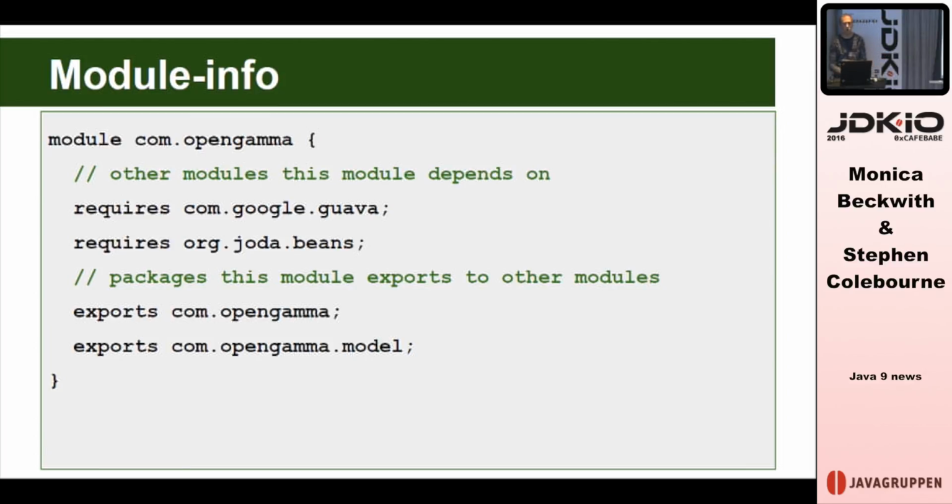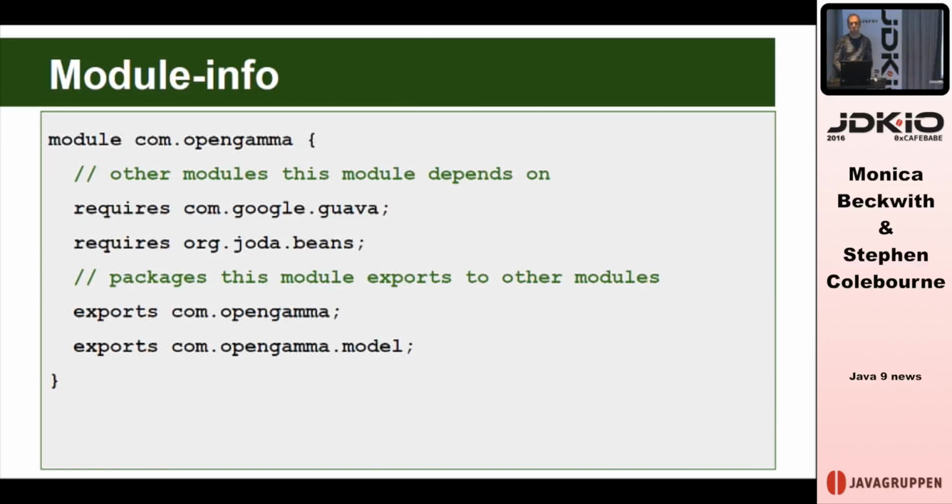This is what a module-info file would look like. Here we've got a module, and we give it a name. Remember, it's a name set of code, com.opengamma. We say what other modules we depend on. In this case, I'm depending on com.google.guava and org.joda.beans. And from my module, I'm exporting two packages for other people to use: com.opengamma and com.opengamma.model. So that's a fairly typical, relatively minimal module definition.